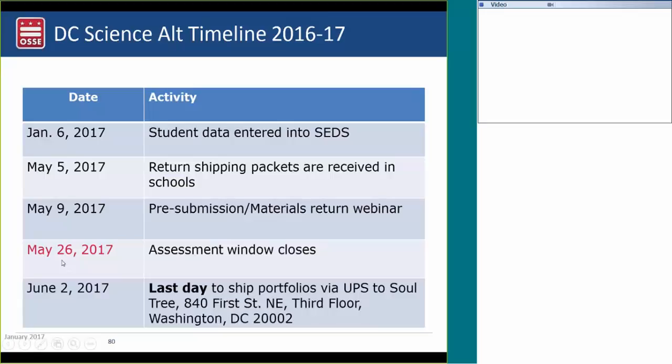However, if you're done by May 10th, it would be great for you and your student and everything else. Coming from teaching special ed, I know that the end of the school year gets pretty frantic and hectic for teachers and for kids. So the sooner you can get this done, the sooner you'll be finished. And after the May 9th pre-submission training, if your portfolios are ready to be shipped, you can ship them early. You don't have to wait until June 2nd to ship them. As soon as they're all ready and compiled and boxed up, you may call UPS and have them picked up. But the last day you can ship is June 2nd.